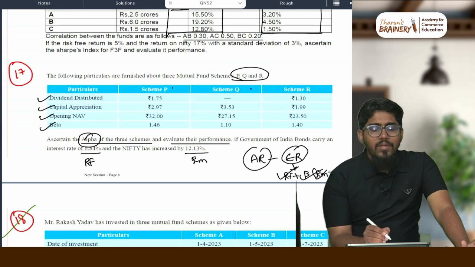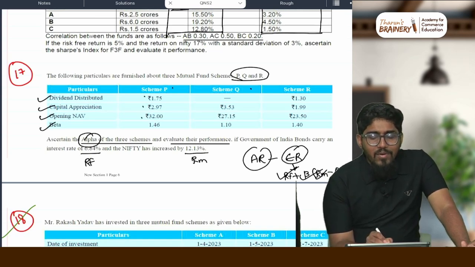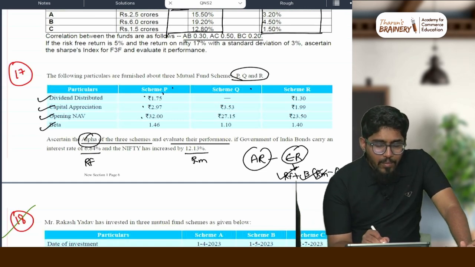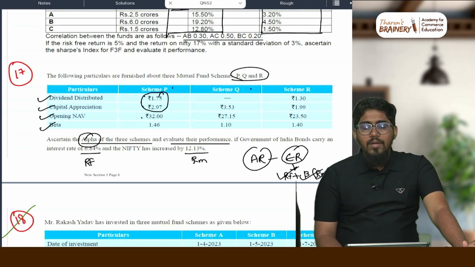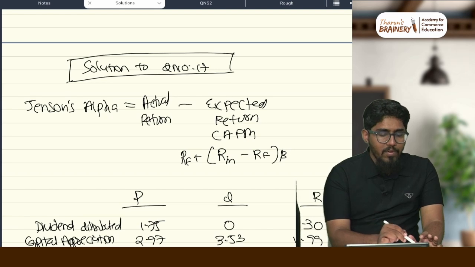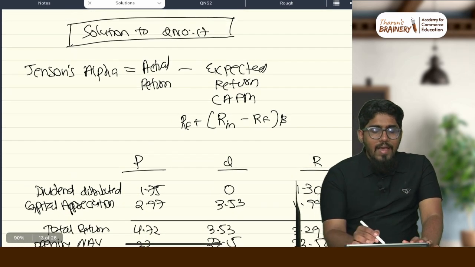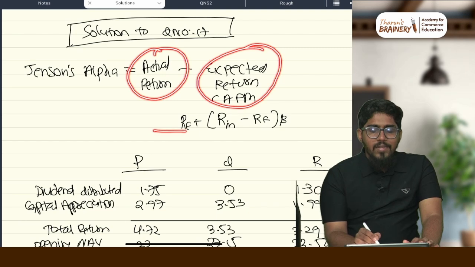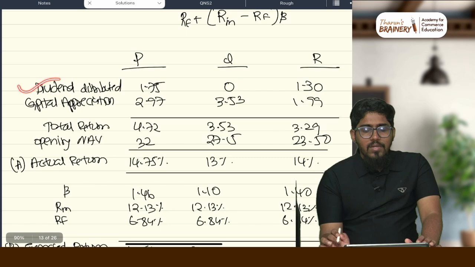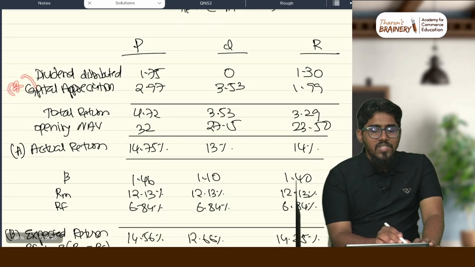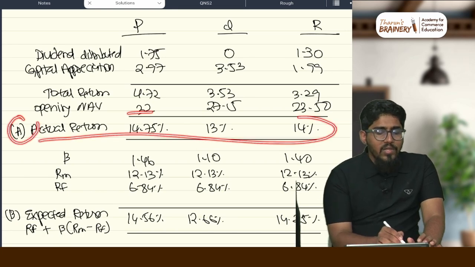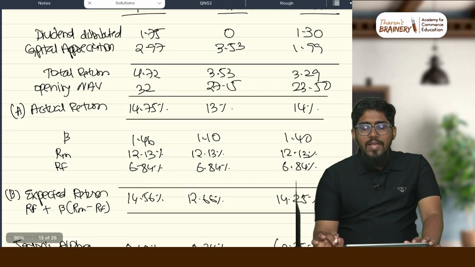Sir, how to calculate actual return? Capital appreciation, dividend and opening NAV are given. So using that you can calculate the return. Total return is 1.75 plus 2.97, divided by 32, and that is the actual return. The 17th one is a very simple problem. Sir, what is the formula for Jensen's alpha? Actual return minus expected return. Dividend distributed plus capital appreciation is my total return, and total return divided by NAV is the actual return. Let me keep the actual return as A.